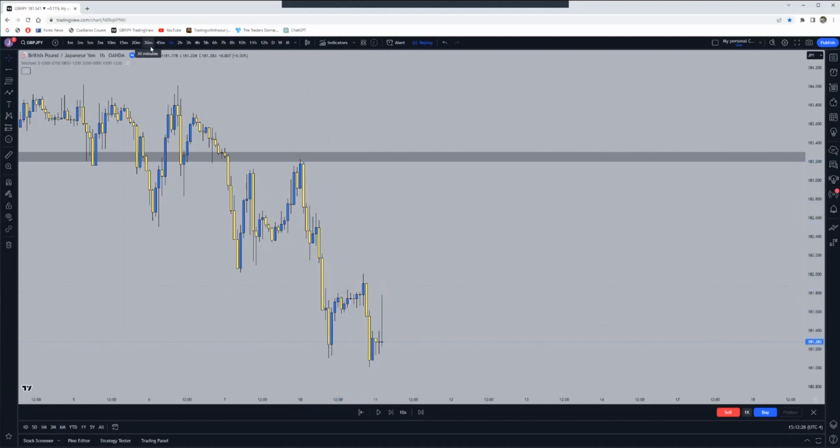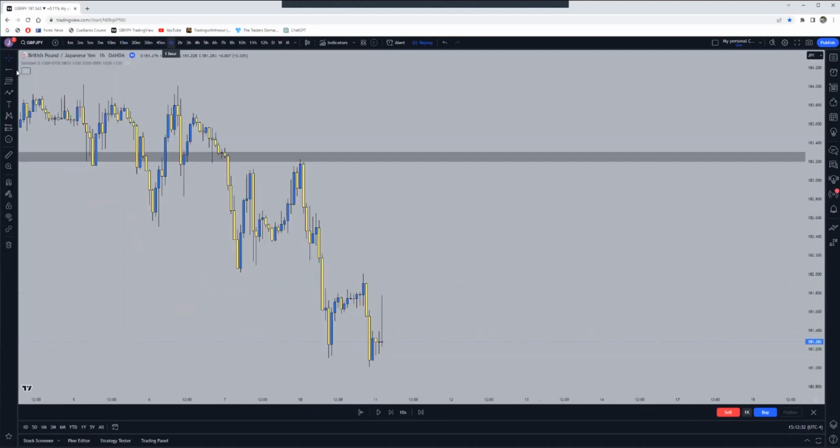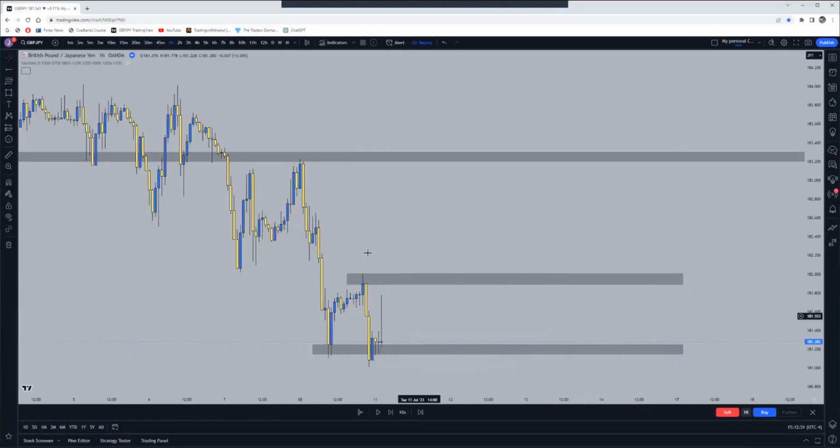So next we're going to go to the M15 time frame. Well, never mind, we're going to mark our zones before. We have a little resistance here from H1 that could be respected, and we have a little resistance here that could be respected as well.